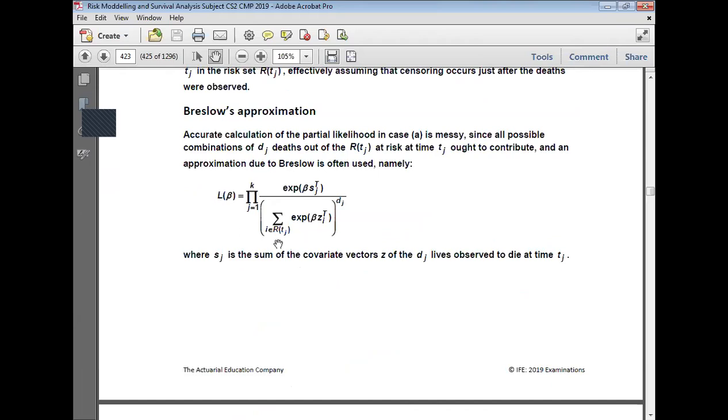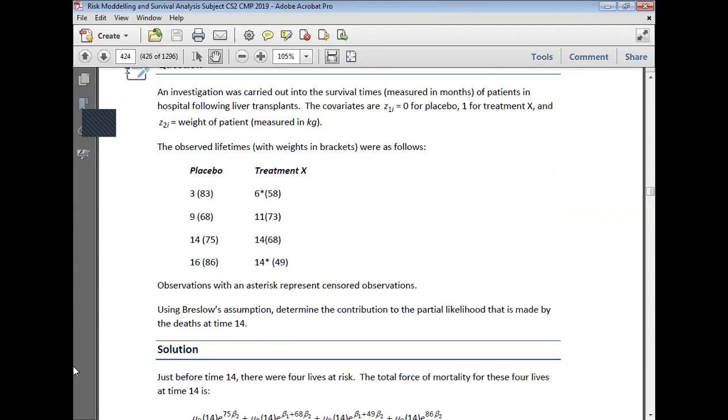This formula looks a bit complicated, but you have this S_jt here, which is nothing much more than just the sum of the covariates. I think we'll come back to this formula once we solve this question to understand it even better. Okay, so now this question is asking me to determine the contribution to the partial likelihood made by the deaths at time 14. I know that there is an observation that got censored at 14, but I'm not going to consider this thing.